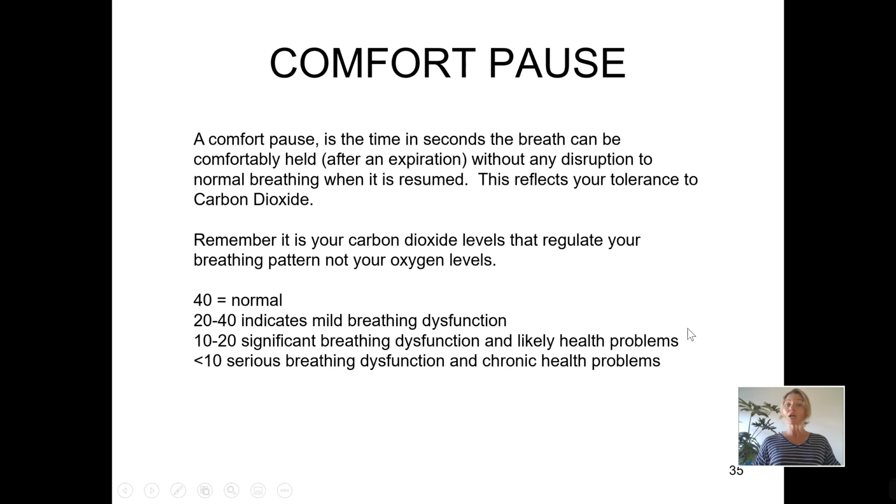Coming back to your comfort pause, this is what's considered normal. 40 seconds is a normal comfort pause. 20 to 40 is mild breathing dysfunction, and we're not too concerned. But if you're under 20, we definitely need to start on this breath retraining, putting into practice all the steps that I'm going over with you now.